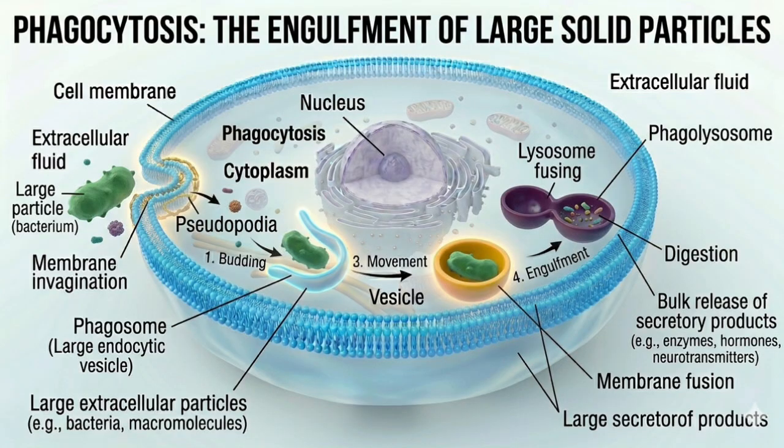First, phagocytosis, often described as cell eating. This is the process by which a cell engulfs large solid particles, and the keyword here is large. We're talking about bacteria, dead cells, cellular debris. This is not subtle, it is aggressive and purposeful.